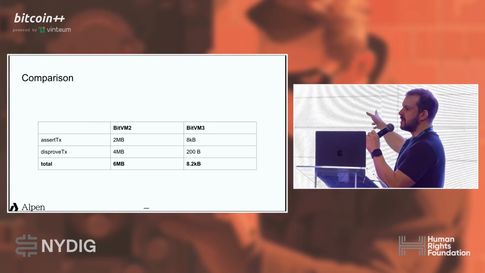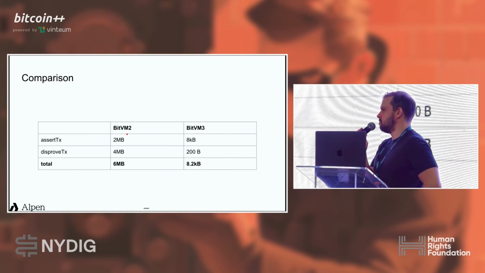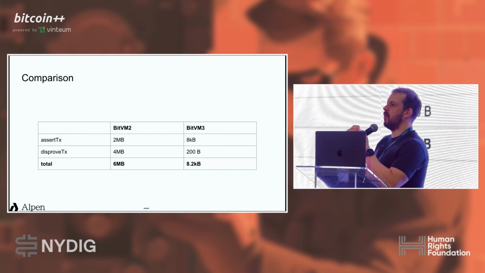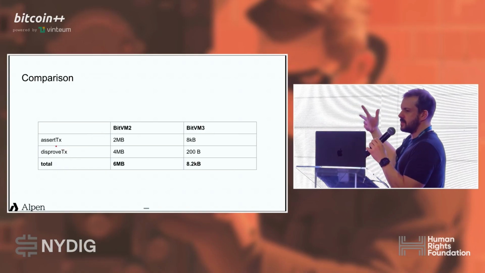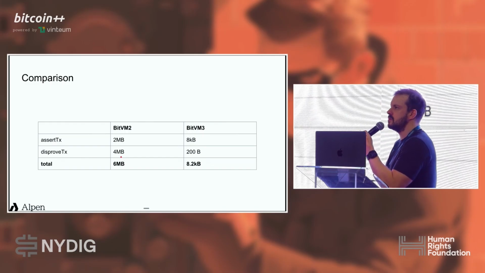So, comparison, we had BitVM2. BitVM2 was a really nice breakthrough, but we were doing everything on-chain. So we were verifying a SNARK, a zero-knowledge proof, on-chain. The assert transaction, which is when you are challenged in this optimistic protocol, is 2 megabytes, half a block, and then to finally disprove, someone would have to post a 4 megabyte transaction. So 1.5 blocks of Bitcoin just to prove that someone was a faulty operator.